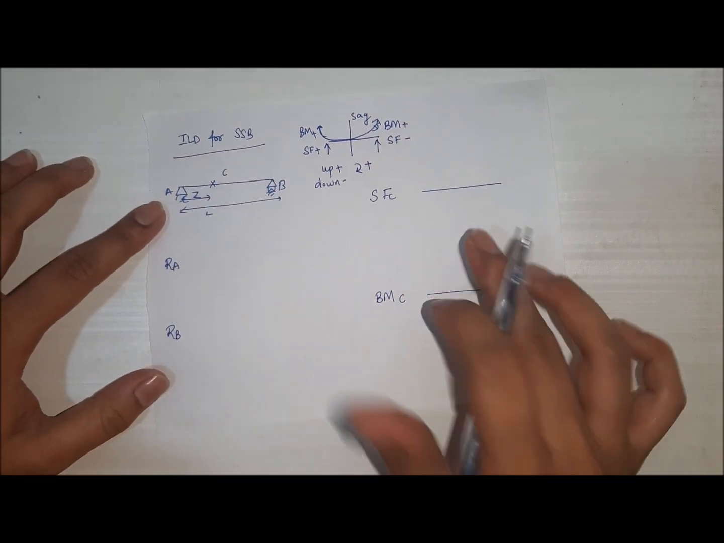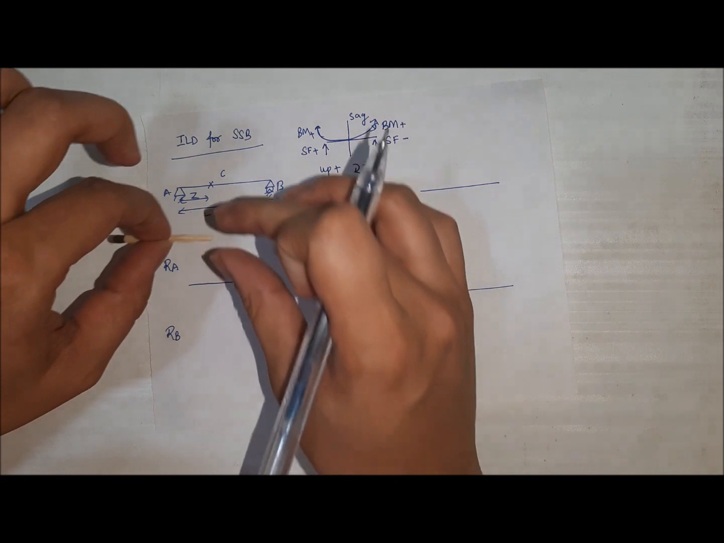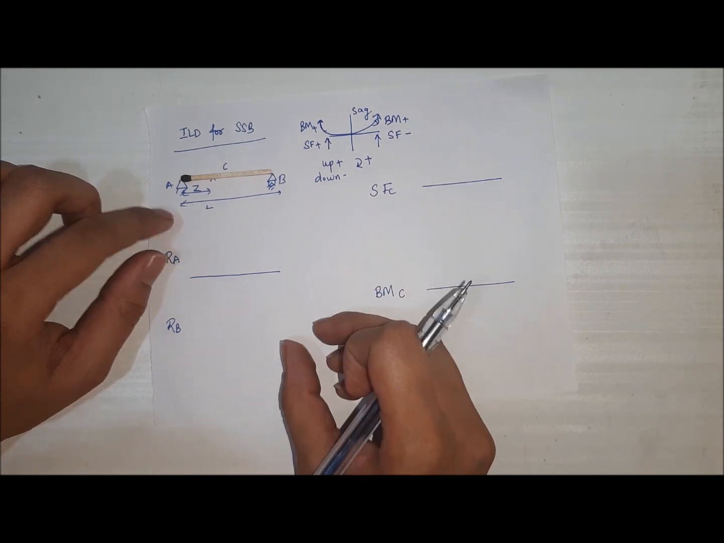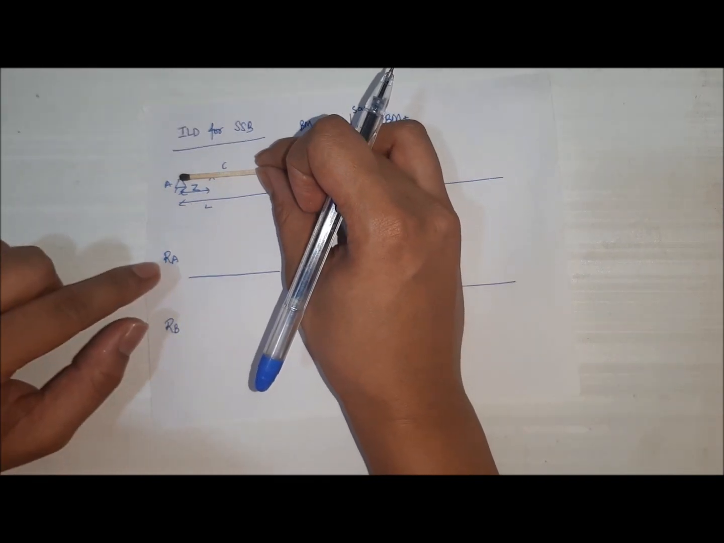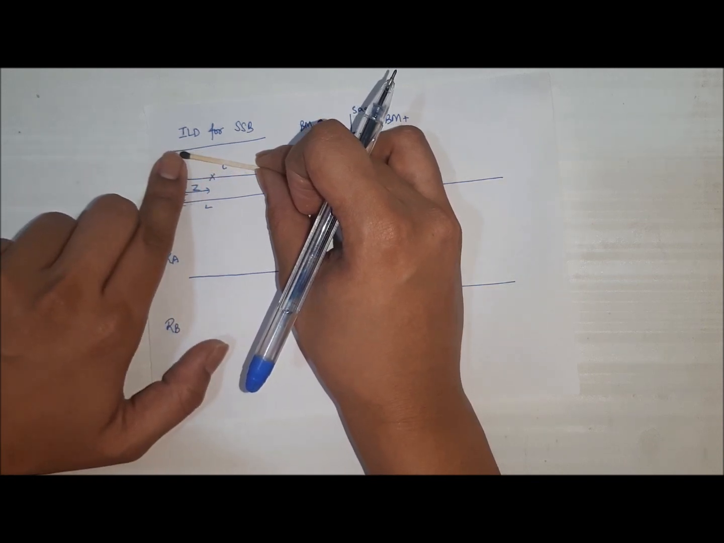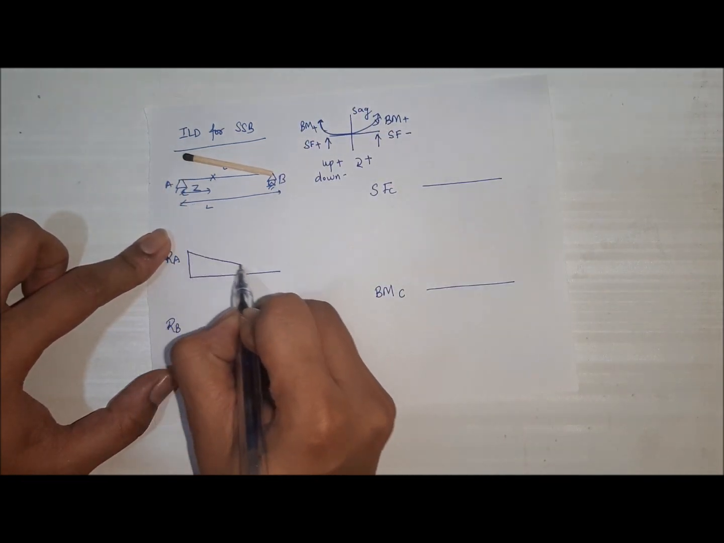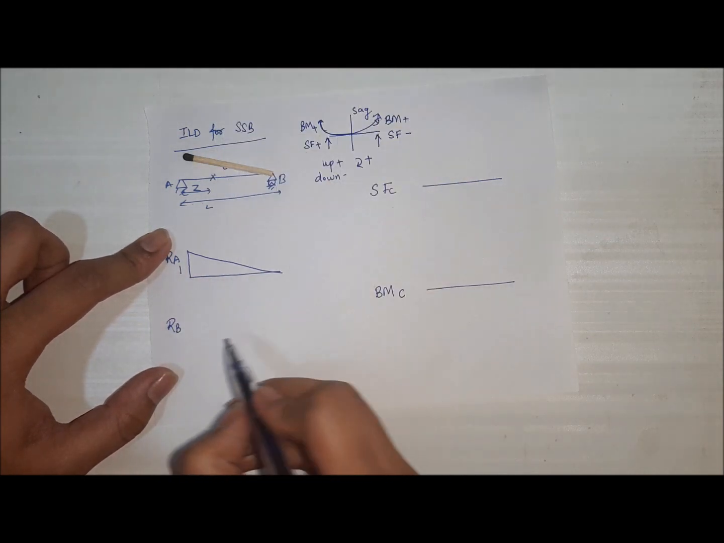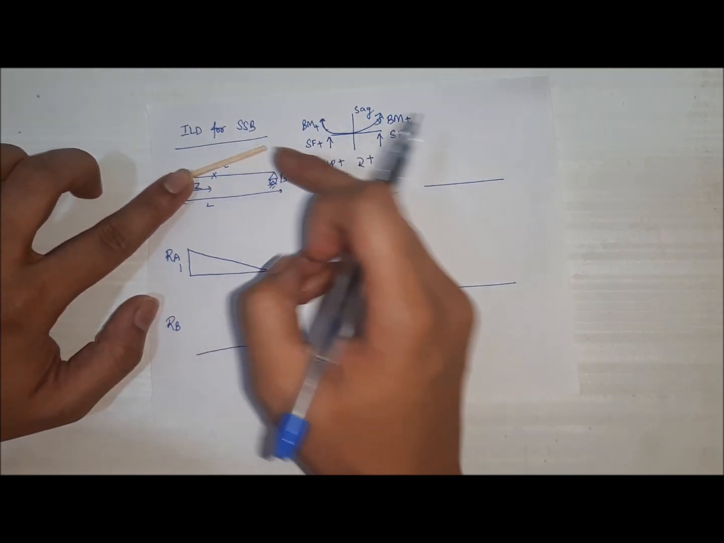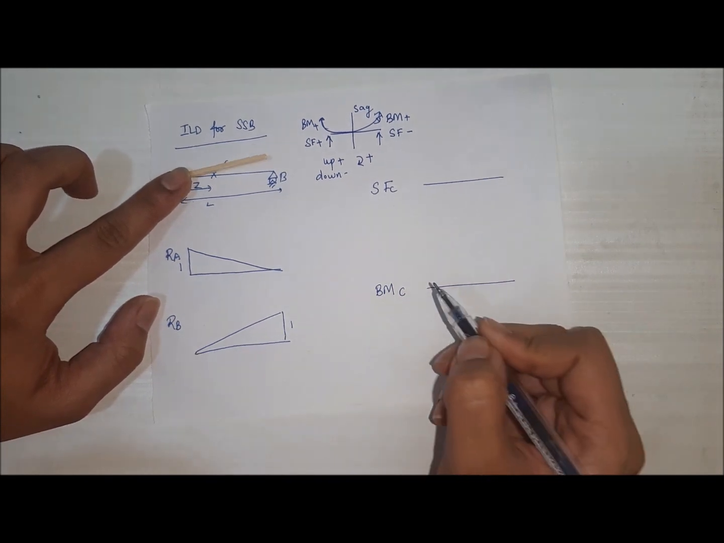For plotting the ILD for RA, we will draw the beam once again. Now let us consider this matchstick as a beam AB. For plotting the ILD for RA, simply hold the end B, lift the end A with an ordinate of unit dimension. This is the given ILD for RA. Unit. For plotting the ILD for RB, simply hold the end A and lift the end B with an ordinate of unit dimension. And we will get the ILD for RB.